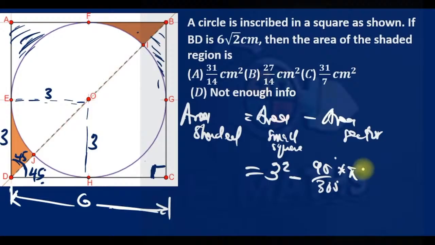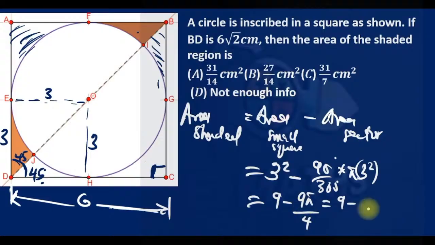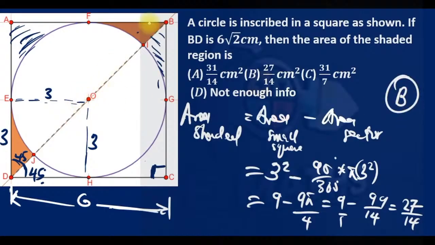3 squared. So which is 9 minus 9 over 9 pi over 4. Okay, nothing like that. So since they substituted, pi is 22 over 7. So 2, so we have 14, 9 times 99. Yes. So we now have 9 minus 99 over 14 is 27 over 14, which is option B. So it's a very nice question.